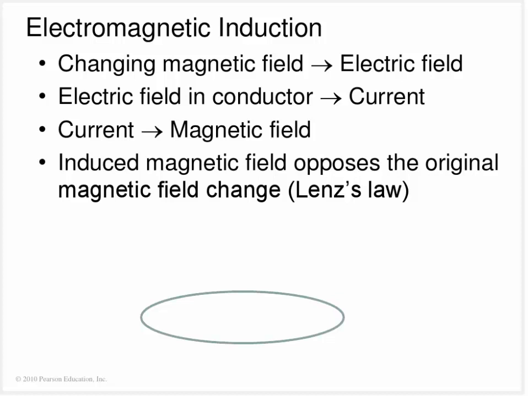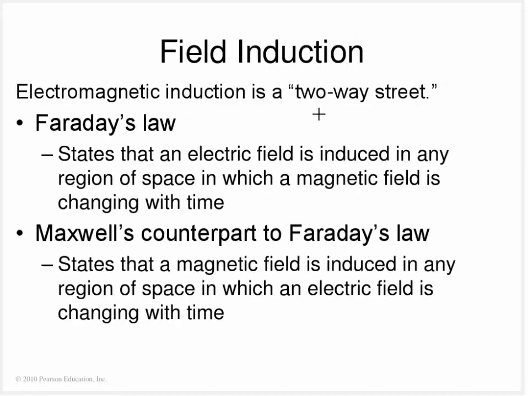Now, before I finish off this chapter, I want to dive into the next chapter just a little bit. And I want to come back to this slide because it is kind of important. A changing magnetic field is going to cause an electric field. The electric field is going to cause a current, and the current causes a magnetic field. Essentially, this changing magnetic field causes a changing electric field, which causes a changing magnetic field, and we're going to have this self-feeding beast. Electromagnetic induction is kind of a two-way street. As long as everything is changing, then we're always going to have induction.